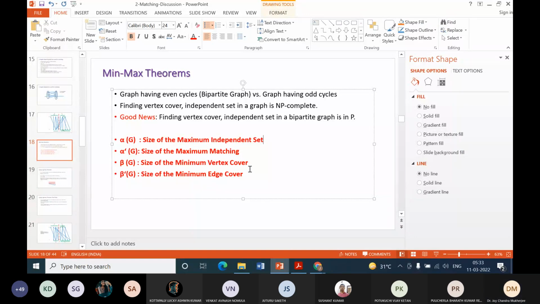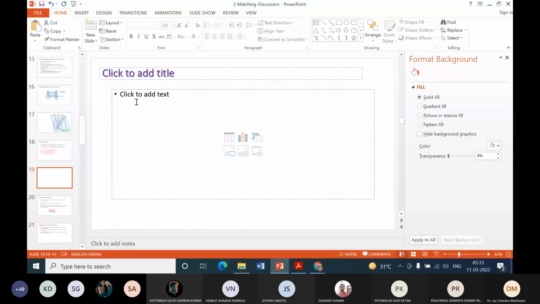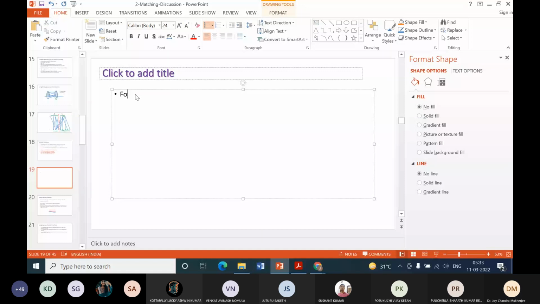Now first we think about the general graph. For any graph, what is the relation between alpha prime G and beta G? What is the relation between the maximum matching and the minimum vertex cover?